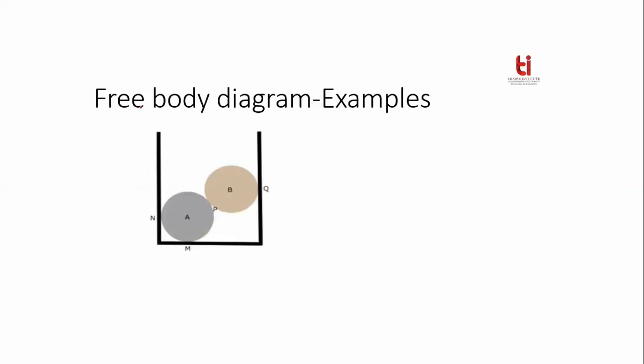Next, we have another example where in a container, two balls are resting on each other. We name one ball as ball A and the other as ball B, and the point of contact we name as point P, and this is point N, point M, and this is point Q. If you want to draw the free body diagram for this system, you can do one thing. First of all, draw forces at this interface point.